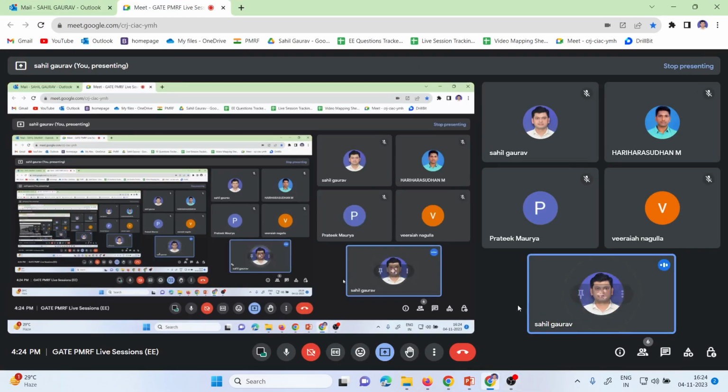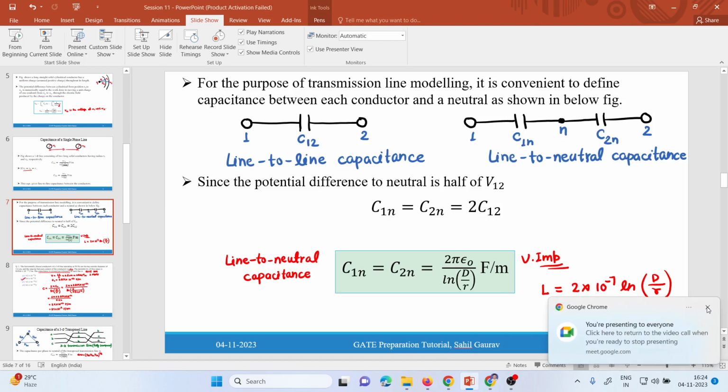Harihar, Sudan, Biraya, Pratik. Only three people are there. So, can anyone tell the reason behind this?